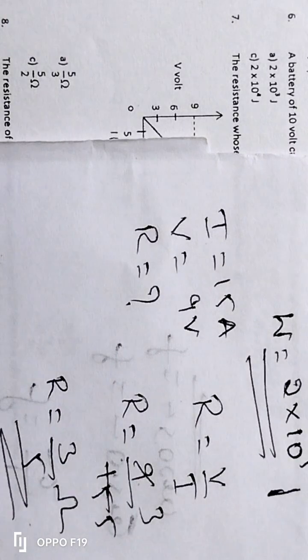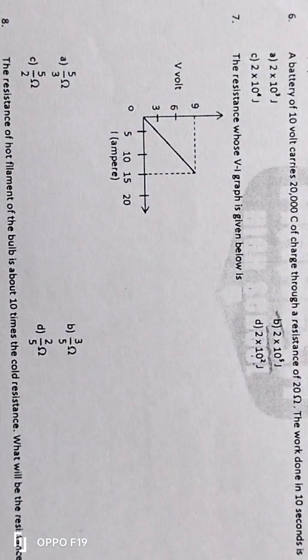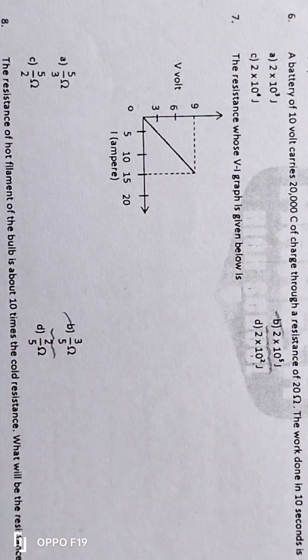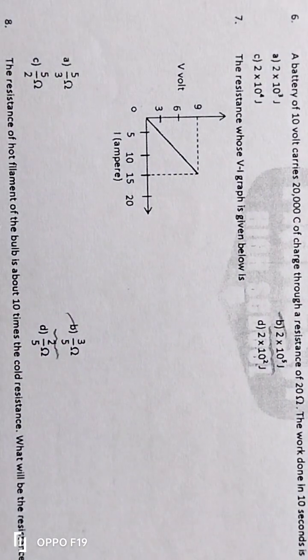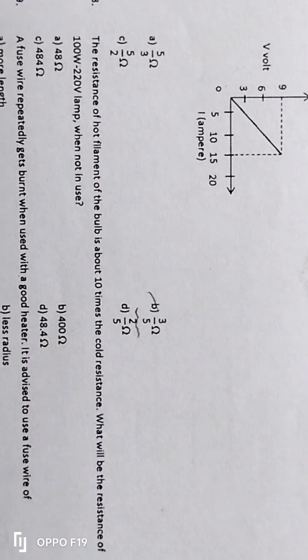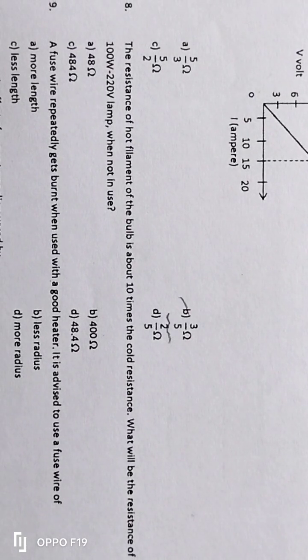So what is the resistance? 3 by 5 ohm. So what is the right answer? Option B, which is equal to 3 by 5 ohm. Like this we have to calculate the resistance for a given current and voltage. Now let us move to the eighth question.